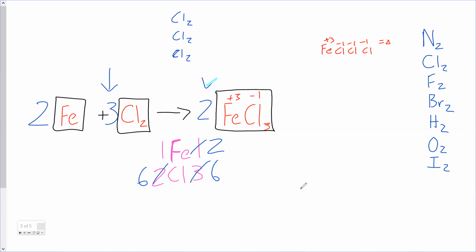Let's just double check. I got 2 Fe's. Let me make sure I write my 2 here so I don't forget. 2 Fe's on each side, 6 chlorines on each side. This looks balanced. Fantastic.